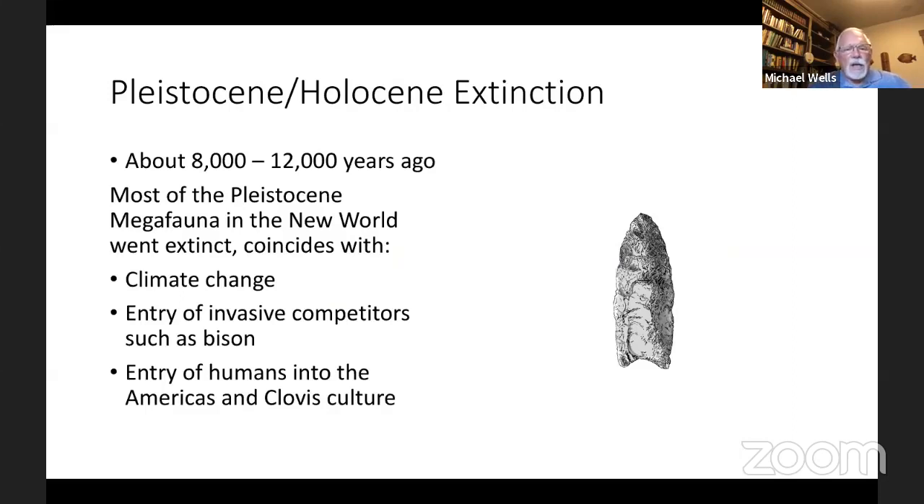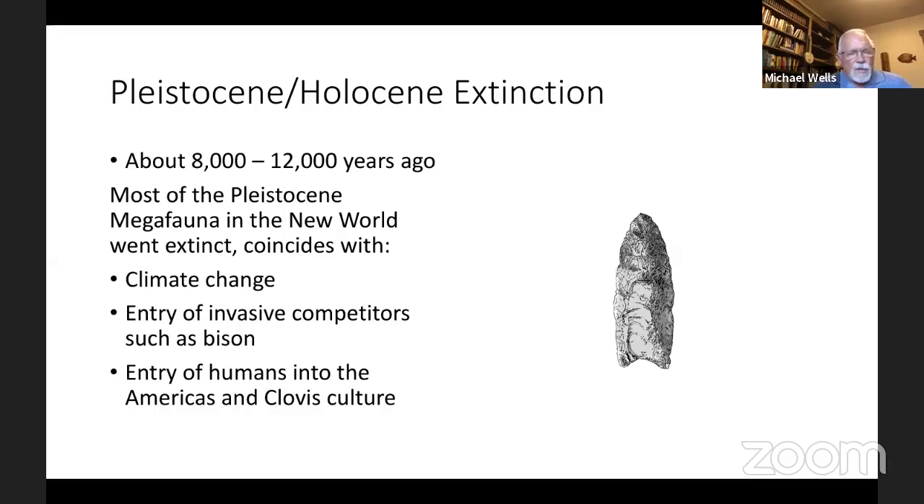Well, what happened to all these big animals that were here about 8,000 to 12,000 years ago? Well, most of them went extinct about that time. And this coincides with 3 different influences. One is climate change: the Pleistocene had come to an end and the climate in North America was becoming warmer and drier. So the habitats that were favored by these large mammals were getting smaller and moving north. And then also there was the entry of invasive competitors, primarily the bison, which came in very large numbers and was a fierce competitor for grazing land.